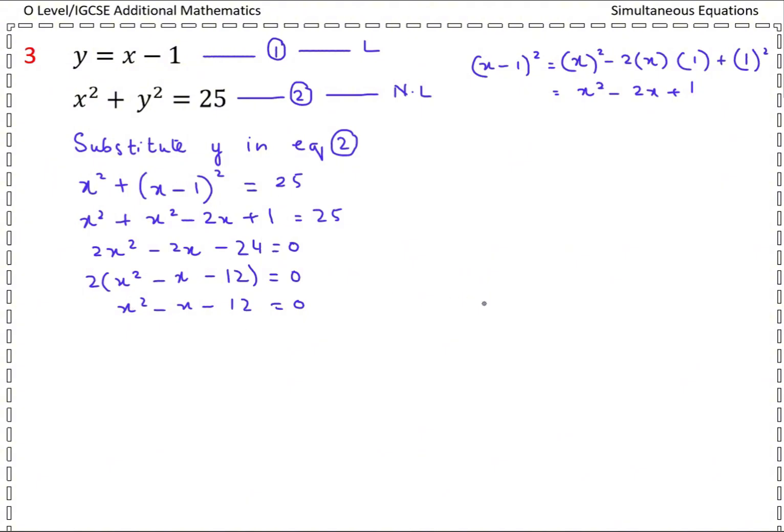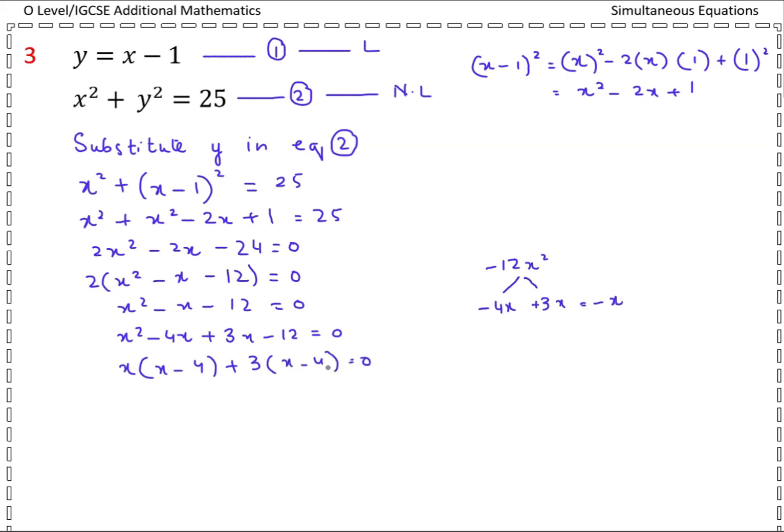We'll multiply minus 12 by x squared, so we will get minus 12x squared. And the factors of 12 are 4 and 3, which will give the result as 1. As we have here minus x, we will take the greater number as negative and the smaller number as positive so that we can get the result as minus x. X squared minus 4x plus 3x minus 12 is equal to 0. X is common. X minus 4 plus 3, x minus 4 is equal to 0. X plus 3, x minus 4 is equal to 0.